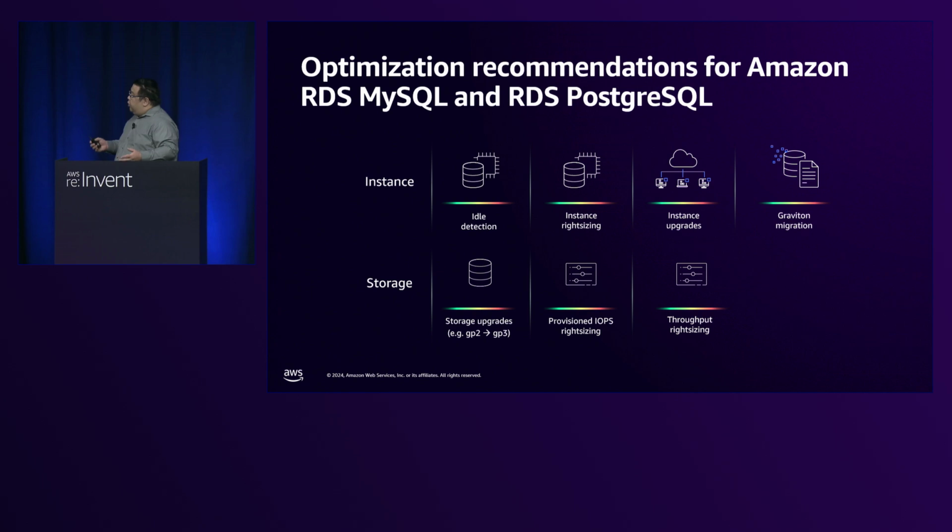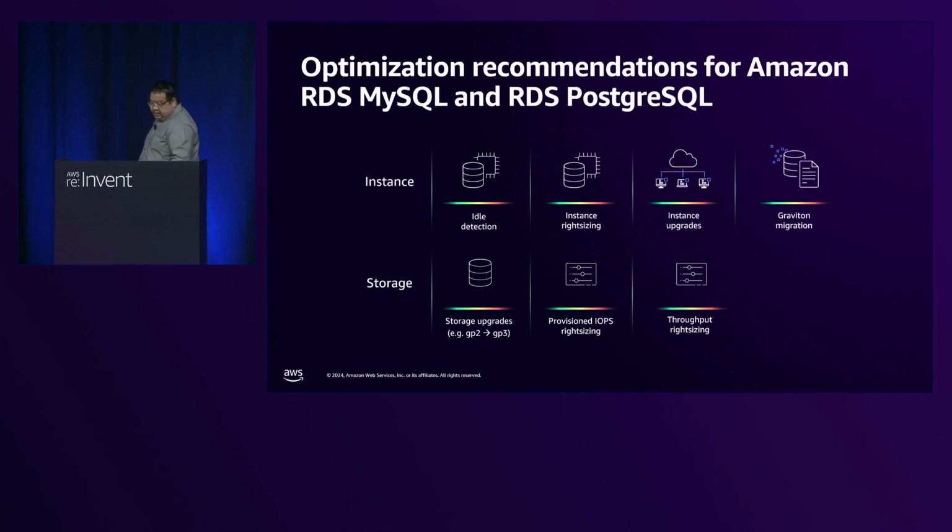Similarly, there's a storage layer for RDS, which is essentially an EBS volume attached to RDS instances. For EBS volumes, we have storage upgrade recommendations from GP2 to GP3, very similar to the RDS volume right-sizing recommendation we already had back in 2020. We also help customers optimize the provisioned IOPS for io1 volume types, and optimize provisioned throughput for GP3 volumes, which is a new capability for GP3 volumes that is not available in GP2.